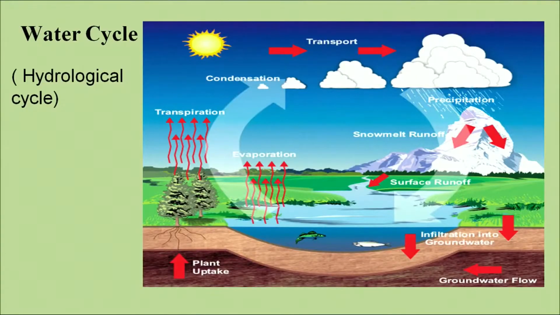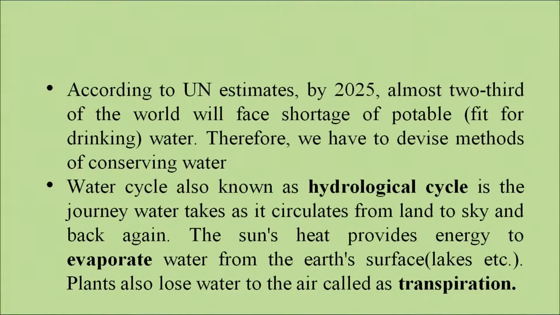This is a water cycle depicted on your screen. We will be talking about this in greater details in all the following slides. According to UN estimate, by 2025, almost 2/3 of the world will face shortage of potable, that is drinking water. Therefore, we have to devise methods of conserving water.